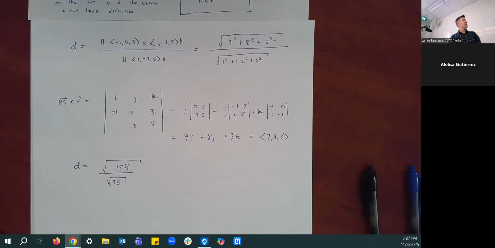Okay, we're going to come back to this, but let's look at the other kind of distance between things formula that we usually talk about.